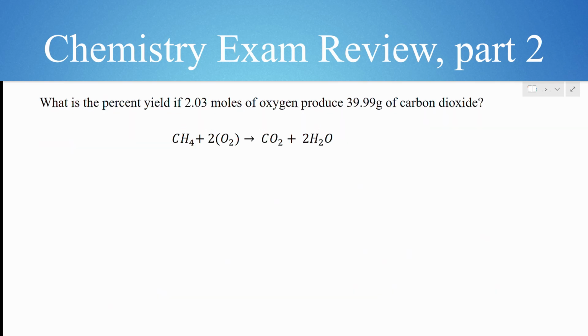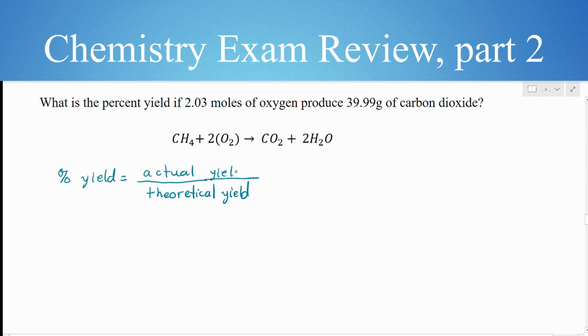What is the percent yield if 2.03 moles of oxygen produce 39.99 grams of carbon dioxide? Alright, so the first step in this would be to balance the equation, but luckily for us, the equation here is already balanced. Now, we know that percent yield is equal to the actual yield divided by the theoretical yield. And this fraction will be times 100, and this will give us our percent.